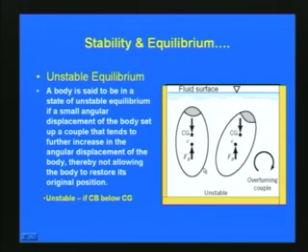Then, unstable equilibrium: a body is said to be in a state of unstable equilibrium if a small angular displacement of the body sets up a couple that tends to further increase the angular displacement, thereby not allowing the body to restore its original position. This is the so-called unstable equilibrium. Here we will see a small experiment. Here a body is floating.